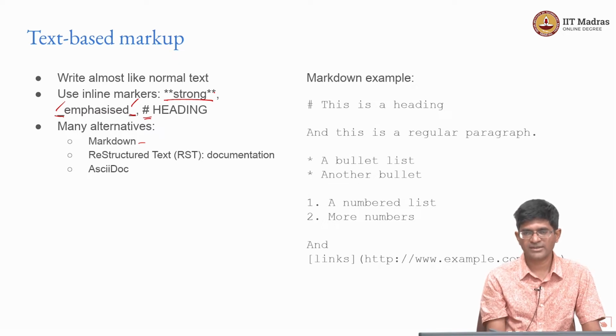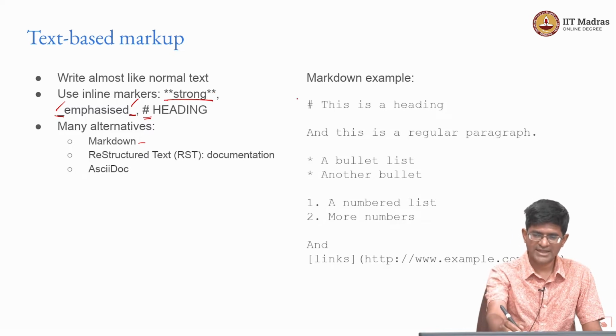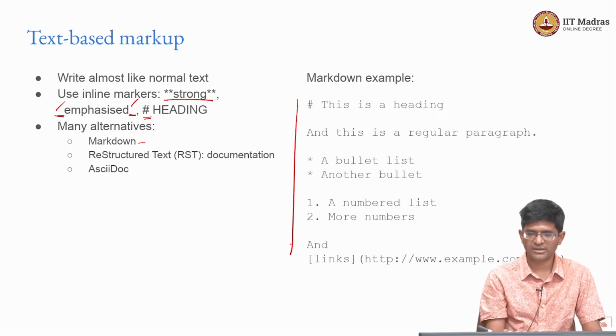There is the RST format, which is often used for documentation, especially in Python code. There is asciidoc. There are many different variants of what can be used. This is an example of what a Markdown text would look like, and you can look at it and see that it's readable. It's very readable for a human being, right?